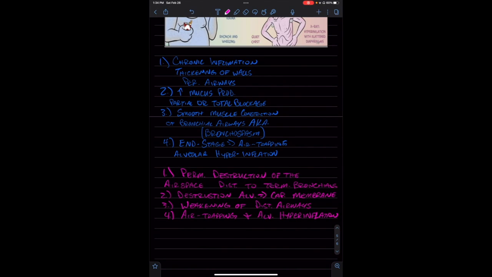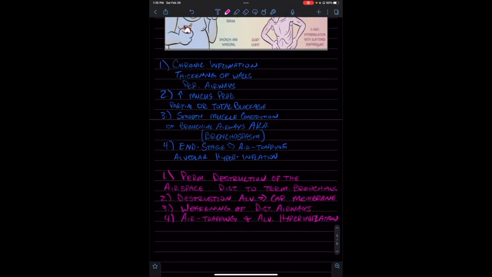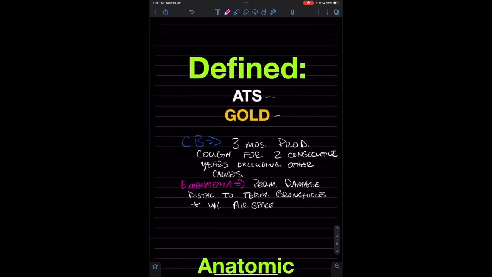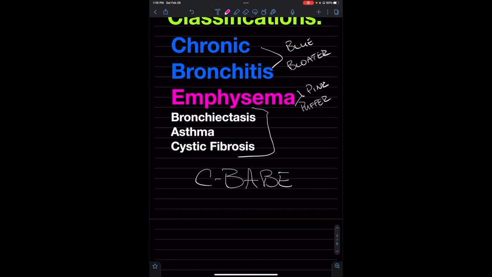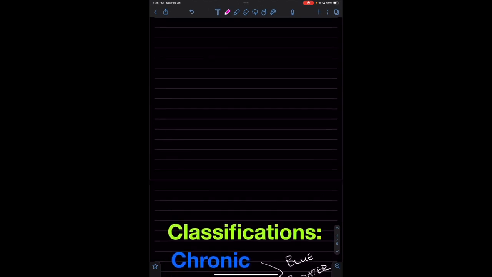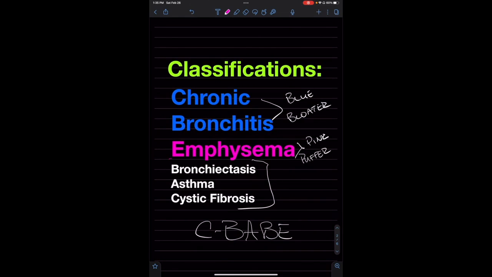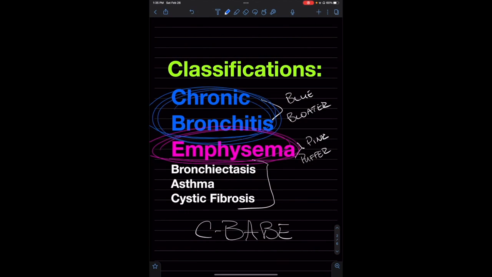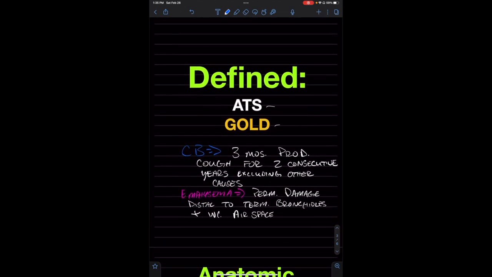So this is just a quick overview of what we've got with our COPD patients, particularly the chronic bronchitis and the emphysematics. The bronchiectasis, the asthma, and the cystic fibrosis patients, those will get a specific video. Yes, they're within the classification of CBABE, but typically when we talk about the key contributors to COPD, we're really talking about chronic bronchitis and emphysema. So I'm going to highlight those. Those two right there are the key contributors. Those blue bloaters, those pink puffers are the big players in COPD.